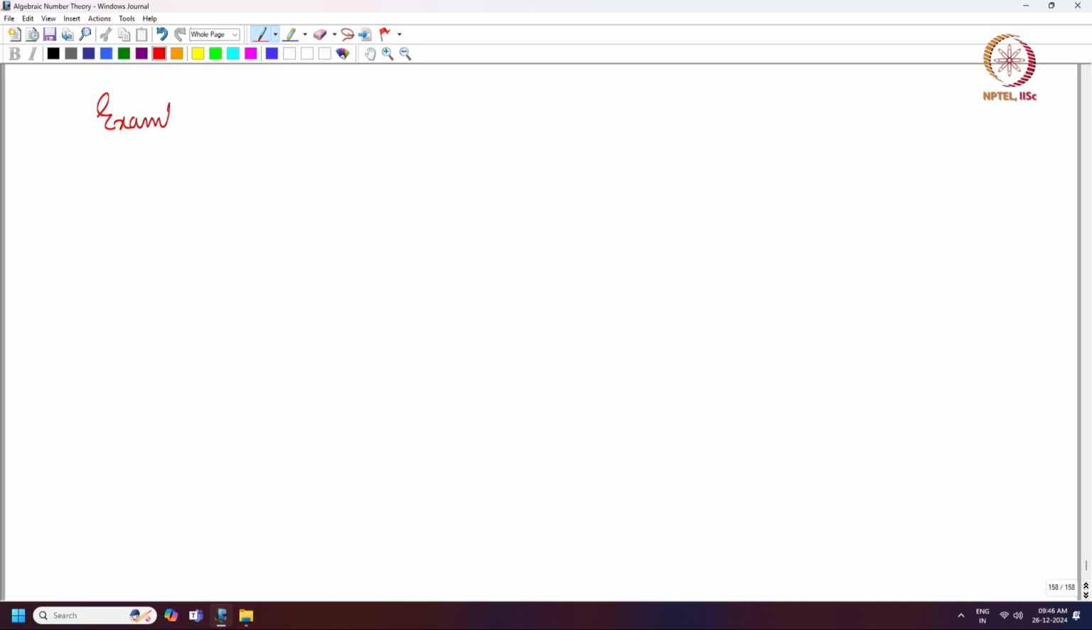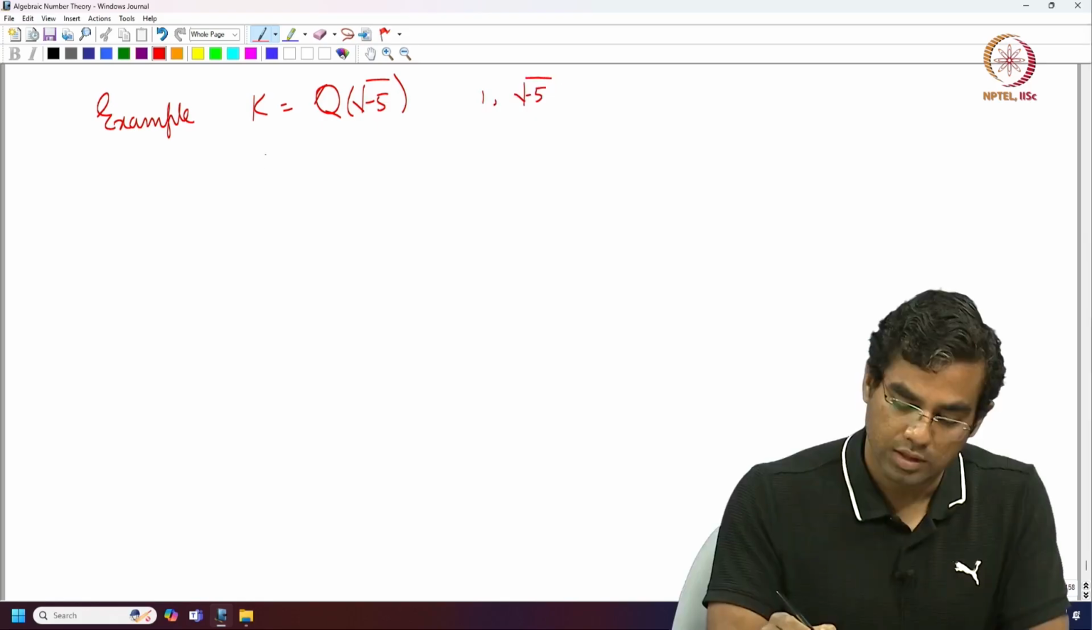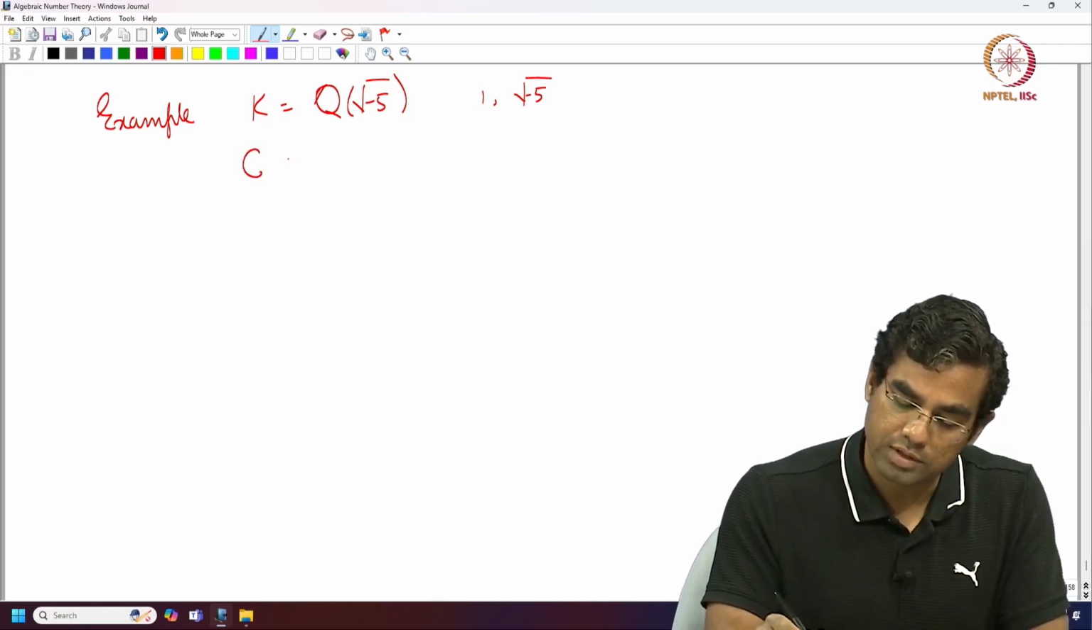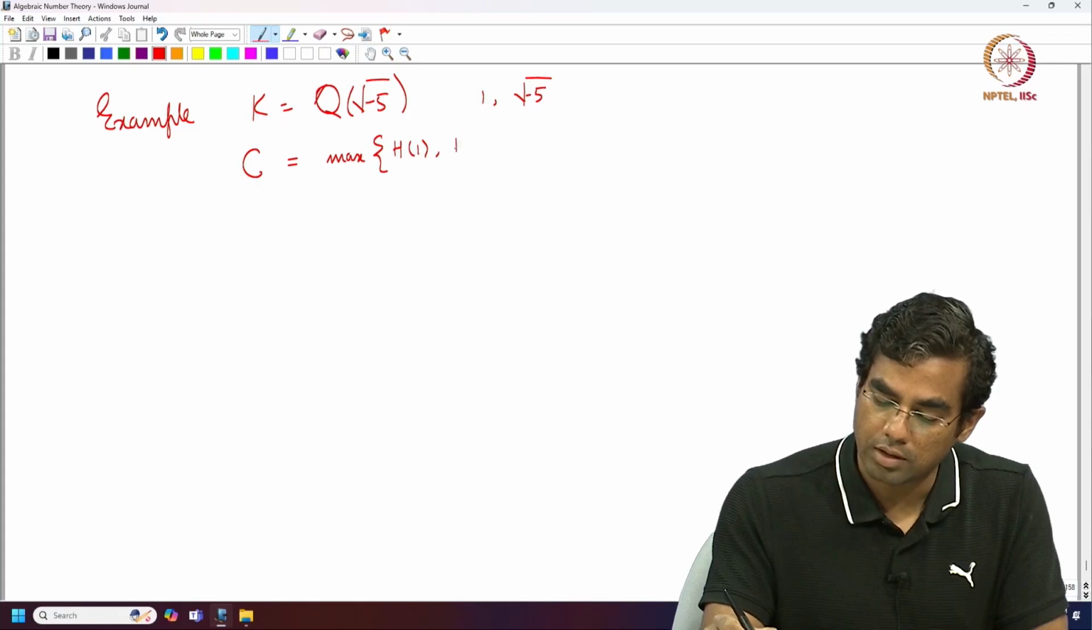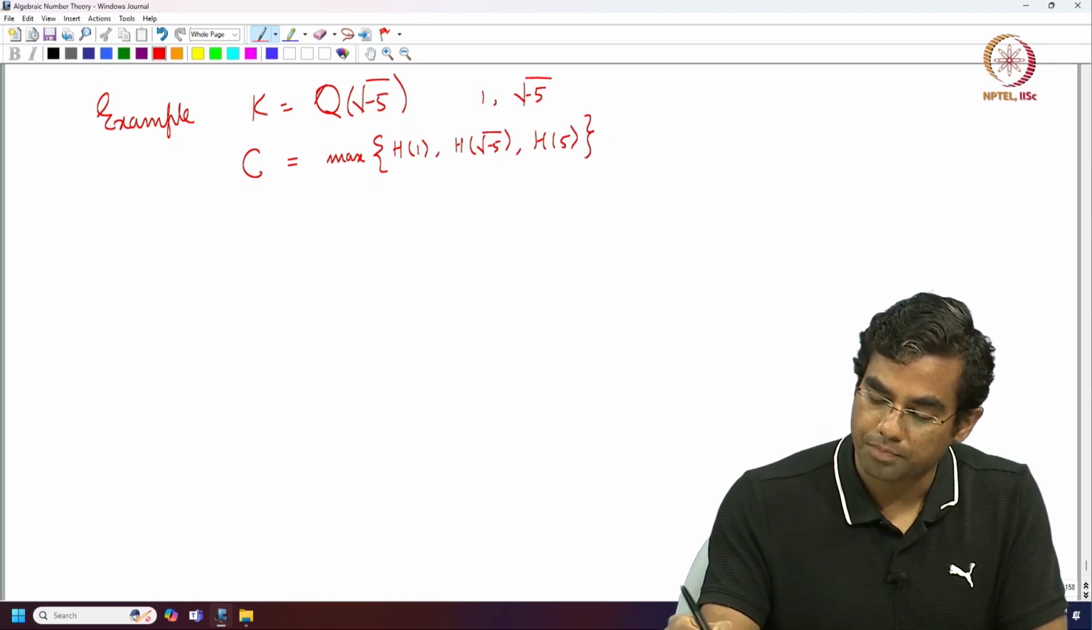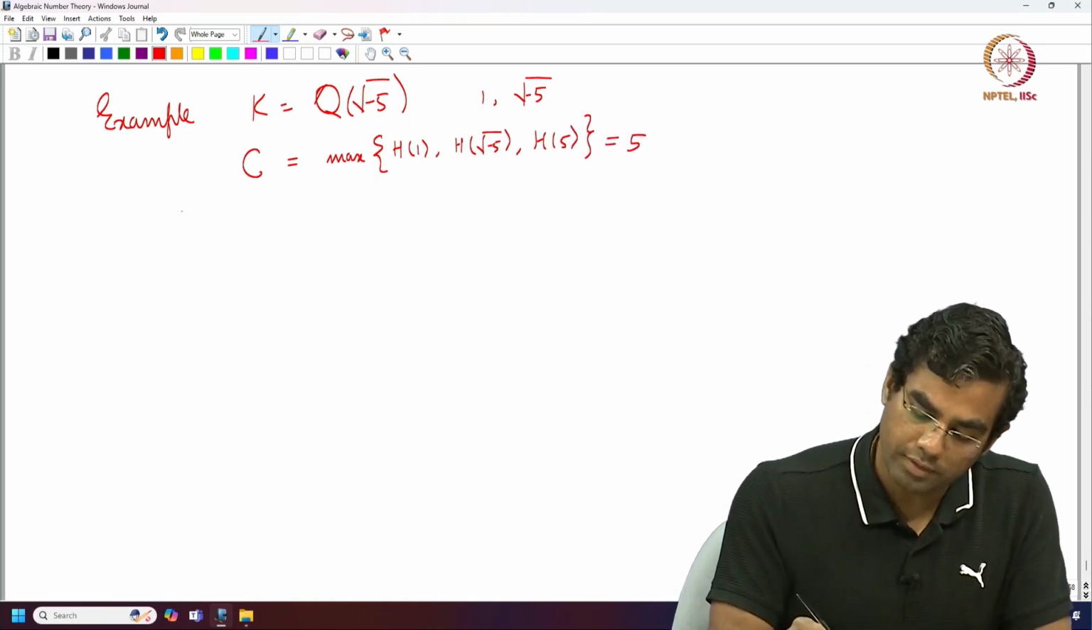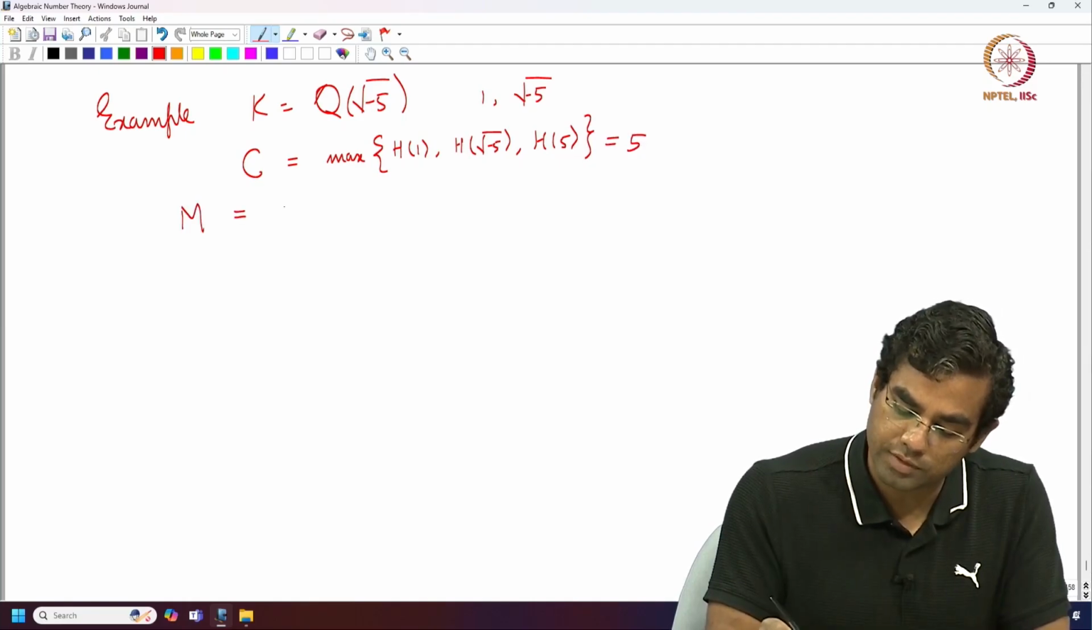So, here is an example of the number field Q(√-5). This is just a quadratic extension of Q, and we saw that 1 and √-5 is an integral basis of this. So, one of the quantities that appears in the proof is C, which is the max of the heights of the α_i, α_j. This turns out to be the height of 1, the height of √-5, the height of 5, which is clearly equal to 5.